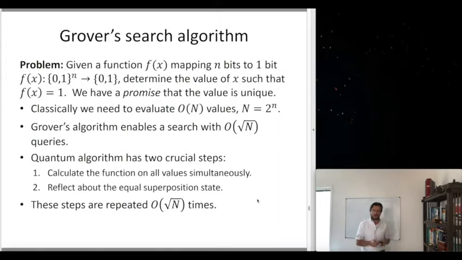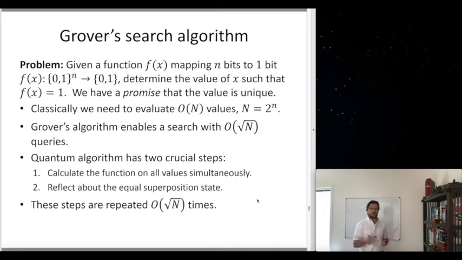Then with the big O notation, we always assume the worst case. So in the worst case, to find my one entry, I would have to do 1 million queries to that oracle. And Grover's algorithm enables a search with O of square root of n, which is, let's say, again, 1 million entries. I can do it with 1,000 queries.